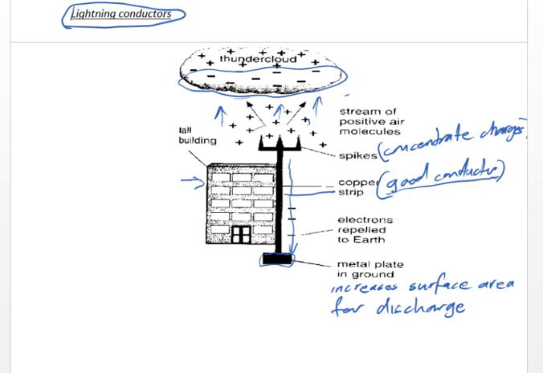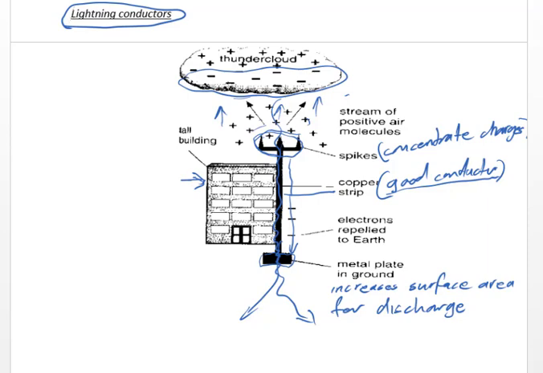So one thing that you should notice is the lightning conductor is taller than the building, right? It has to be taller than the building because the charges, as they go down, they have to get to the lightning conductor before the building. So what happens then? The charges will flow through the conductor to the ground. That's how our building is protected.